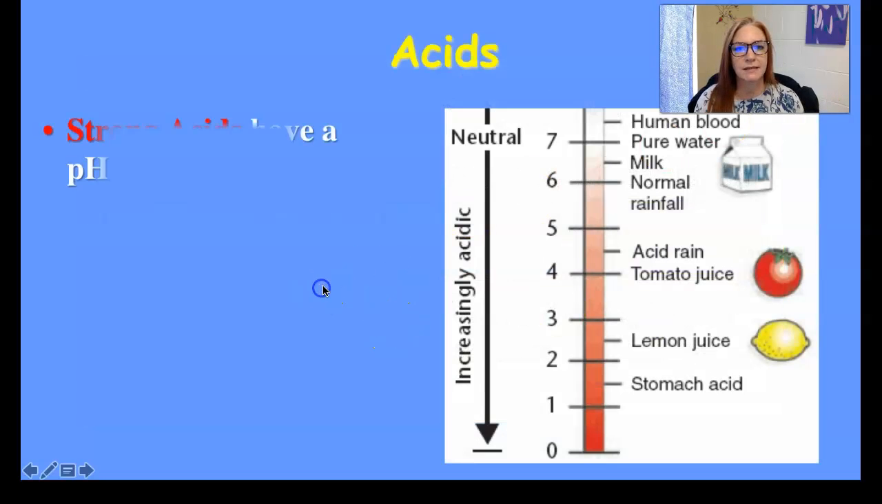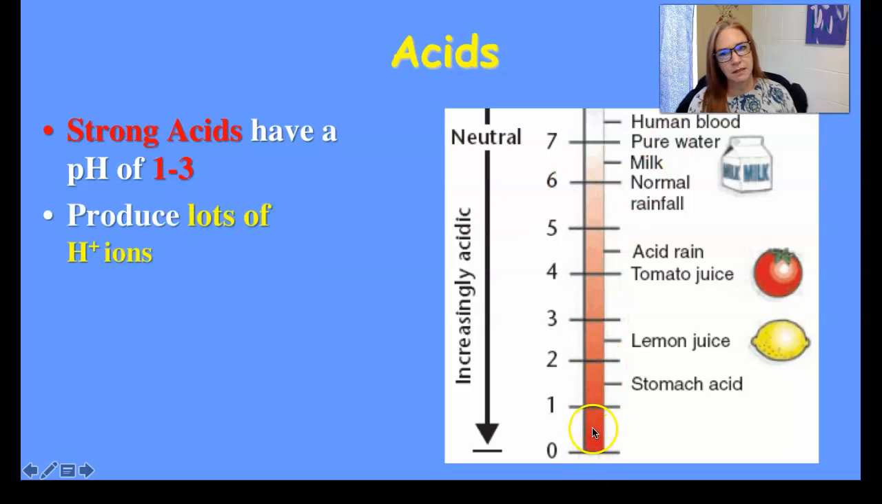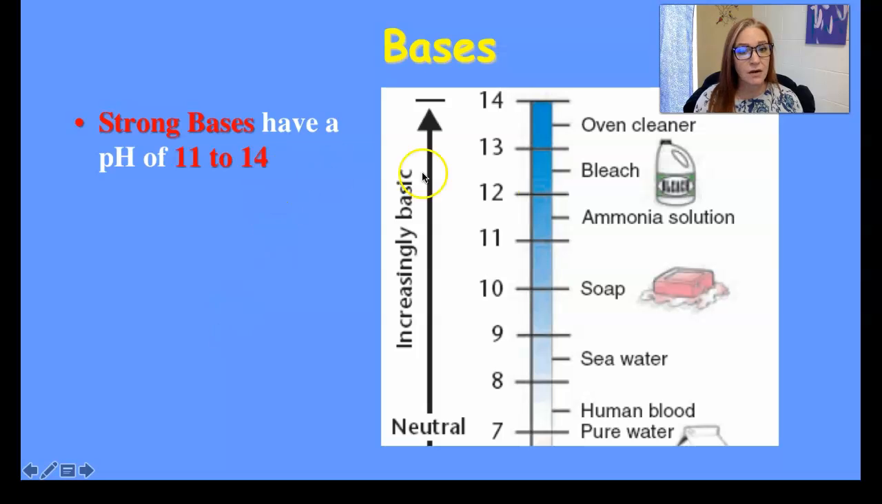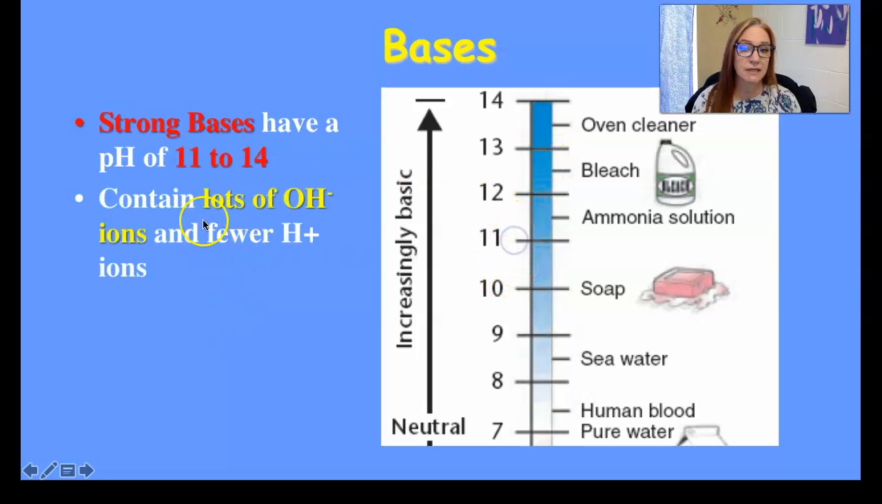Okay. So let's talk about acids really quickly. Strong acids are between 1 and 3, and these have a lot of hydrogen ions in them. Bases are strong between 11 and 14 because they have a lot of hydroxide ions, fewer hydrogen ions. This is stuff like bleach, ammonia. Soap is a weak alkaline base, and the ocean. Seawater is actually slightly basic. Okay? Your blood is almost neutral. It's like 7.3, I believe. Yeah. And then pure water, meaning there's no solvents in it, pure water is neutral.